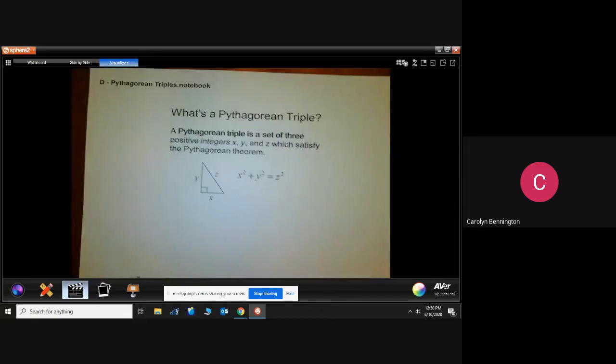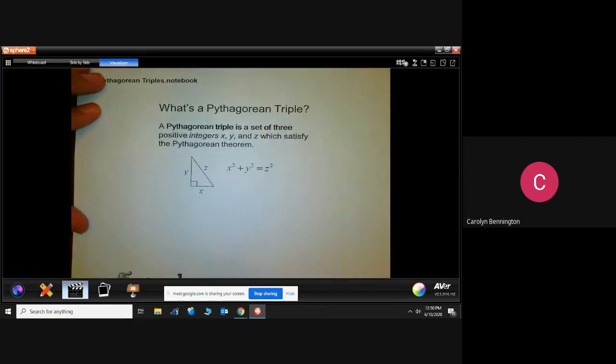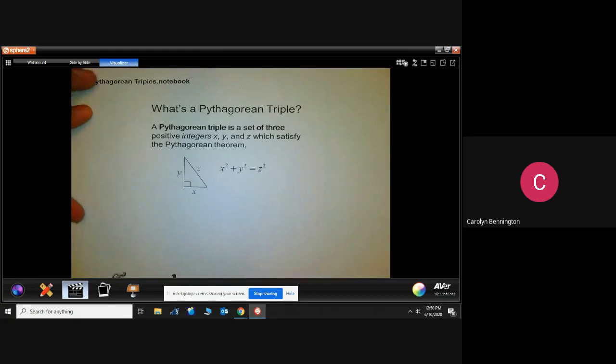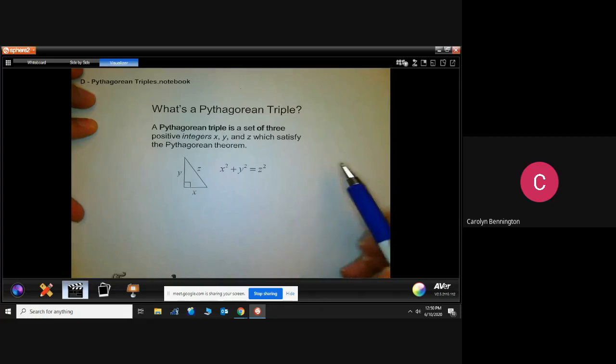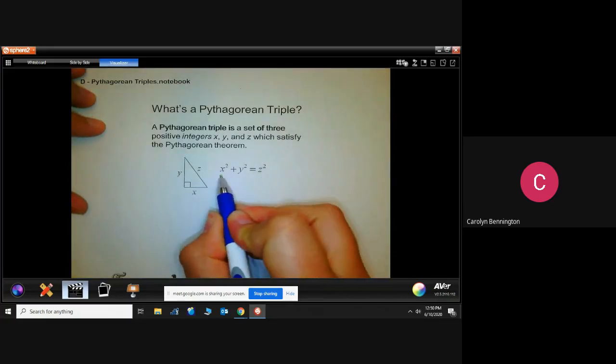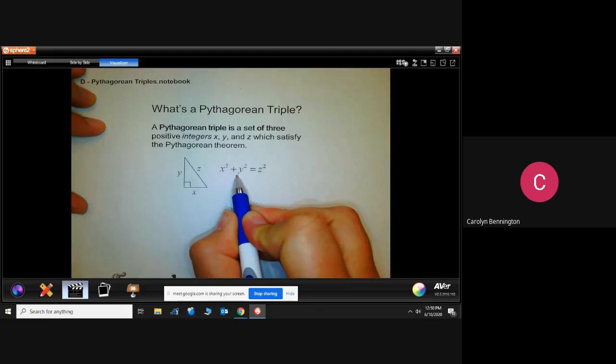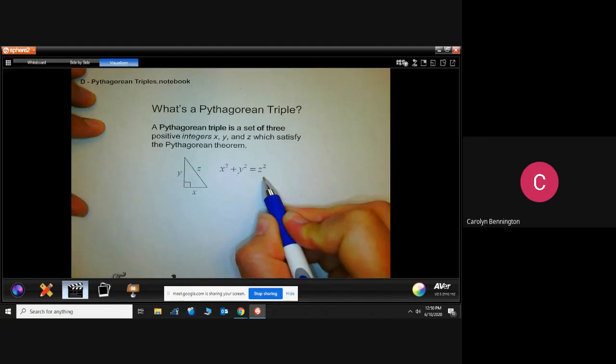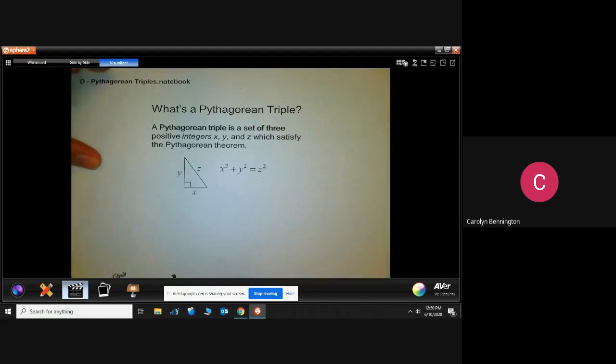So the next part that we're going to look at is a Pythagorean triple. And a triple is a set of three positive integers. So that would be a positive whole number. So x, y, and z. And this is going to satisfy the Pythagorean theorem, which means that when we solve the left-hand side of the equation, we should get the same value as the right side of the equation. So we'll take a look at an example.